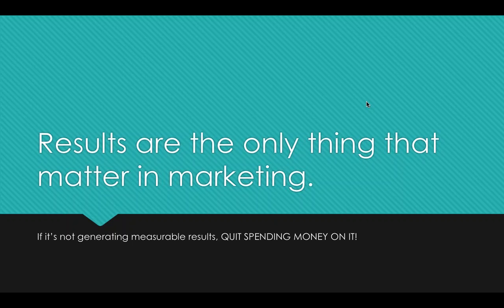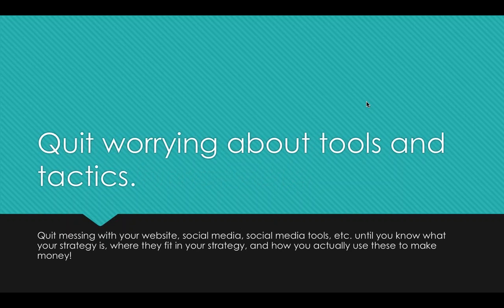So what we're going to talk about today is with your website, what actually works and what should you spend your time on. And then quit worrying about tools and tactics. So again, Twitter's a tactic. Twitter's a tool. Quit messing with your website, just making changes for no reason. Don't do social media unless it has a strategy. You need to have a strategy, understand where everything you're doing, including your website, fits into your strategy and how you can spend money and actually get a return.